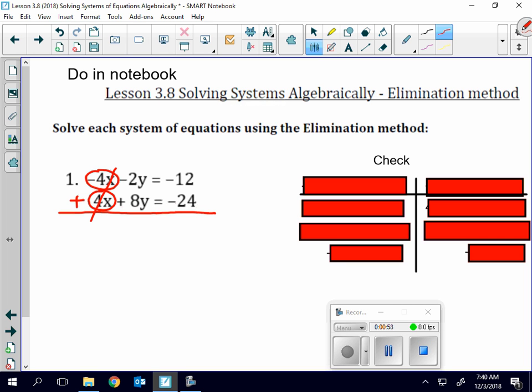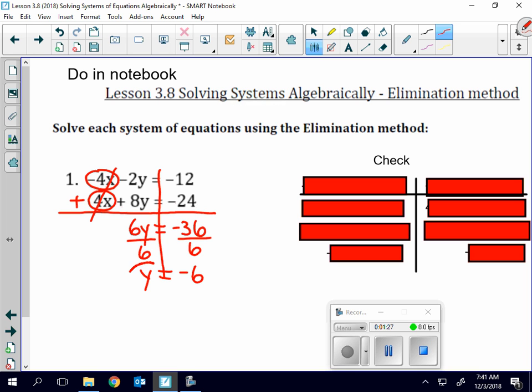And then I add my y's. I'm going to draw my line here. I'll get a positive 6y when I add a negative 2y to an 8y. And a negative 12 plus a negative 24, that's a negative 36. Okay, so now we only have one variable left. We can solve for y. We just divide by 6 on both sides to get y by itself, and y is negative 6.